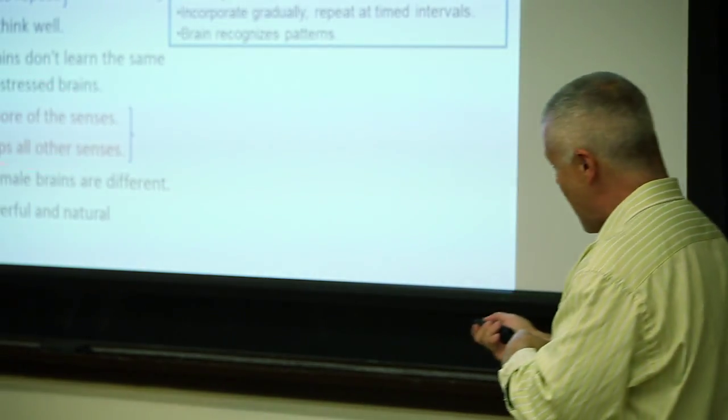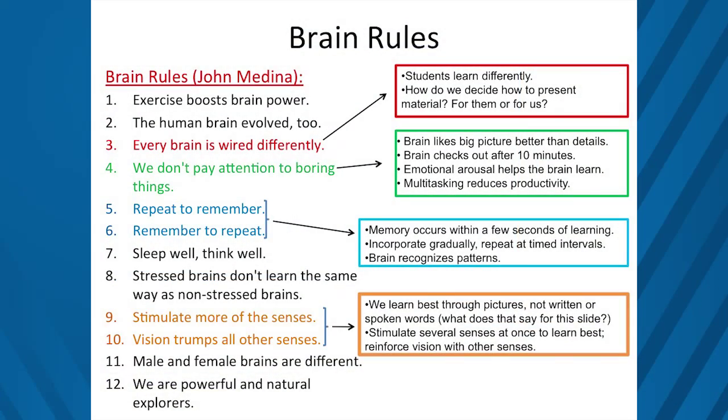A couple of other ones apply to teaching and learning. You need to stimulate all of your senses, and vision is the dominant sense. The way this works is we learn best through pictures and not written or spoken words. Now, there are people that say they're auditory, and they probably are, but most brains are visual, and they like pictures, they don't like words.